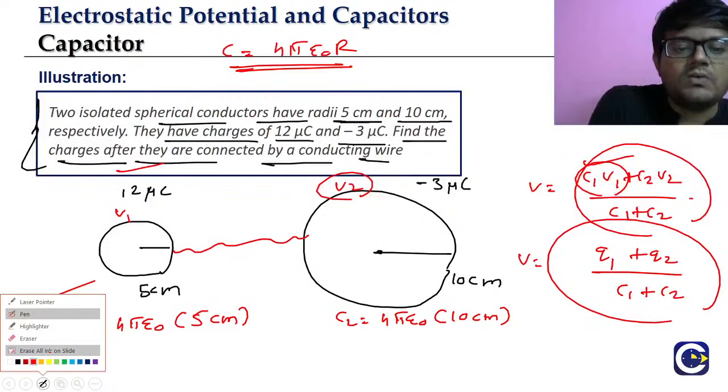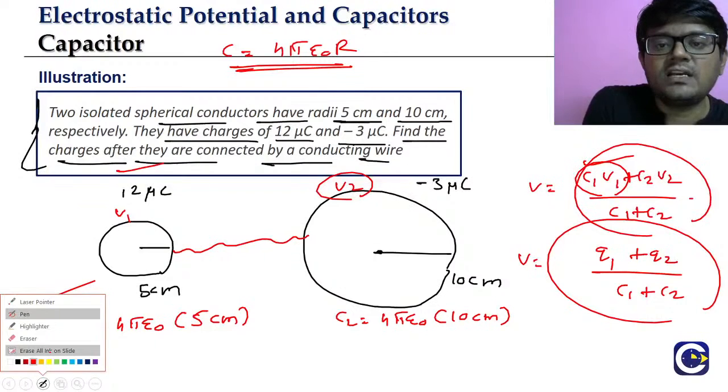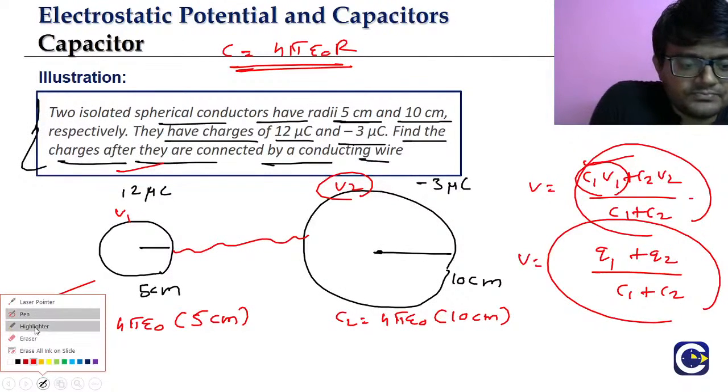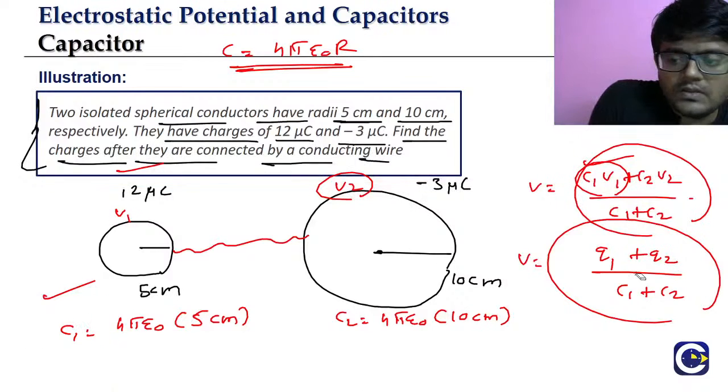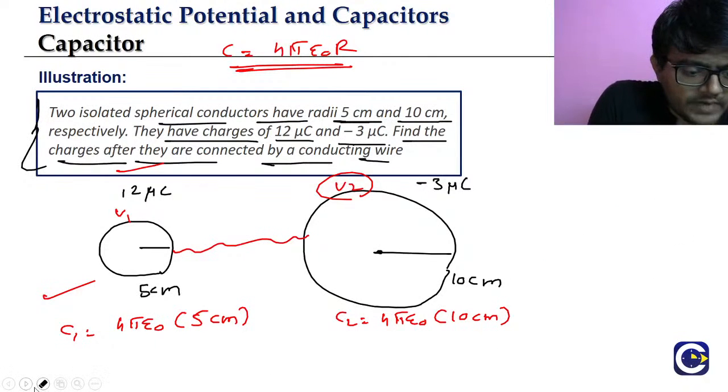How? What is the final charge on the first conductor? C1 into V, that's all. C1 is the capacitance. Similarly, what is the final charge on conductor 2? C2 into V. Right? So look, what we are going to do is try to get the common potential value.